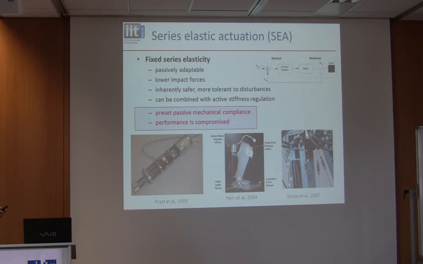So the advantages: passive adaptability. Basically any external load or perturbation will make this joint move and adapt to the external perturbation. Forces are lower, so the spring acts as a mechanical filter that reduces the impact forces. But the reduction of the impact forces also comes from the fact that the spring decouples the inertia of the actuator from the inertia of the load. So during impact, the peak of the impact force is mostly generated by the inertia at the link side, which is basically the load, the black tube here.